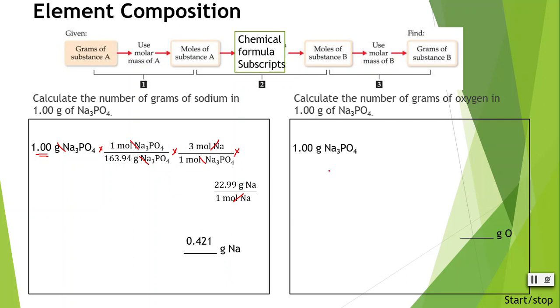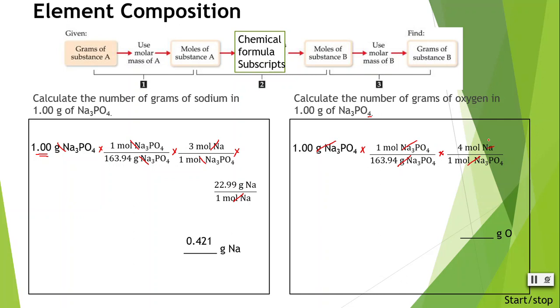We're going to do a similar song and dance with the 1 gram of sodium phosphate, but now look for grams of oxygen. So I'm still going to use the molar mass of sodium phosphate to go from grams to moles of sodium phosphate. But now since I'm looking for oxygen, I need to use a different ratio. For every 1 mole of that sodium phosphate, I have 4 moles of oxygen. Again written appropriately so that your units cancel.